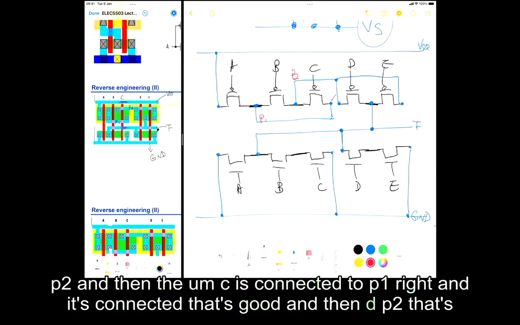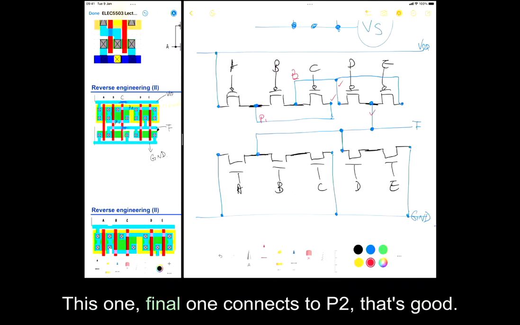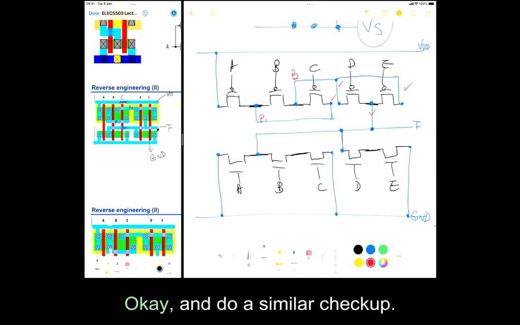And then D, P2, that's good. This one connects to F, that's good. This one, final one connects to P2, that's good. Okay? And do a similar checkup. I don't assume I have any errors. If you find out, let me know.